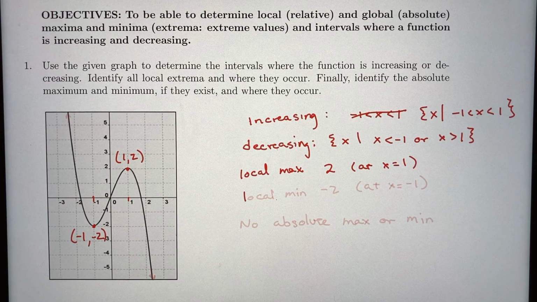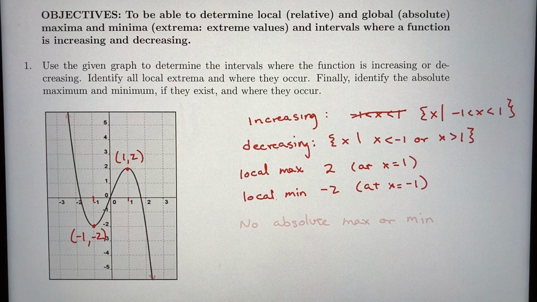And the local min, what is a maximum? What is a min? Well, a maximum is like a little mountaintop, and a minimum is like a little valley. The bottom of the valley is at a height of -2, when x is -1.